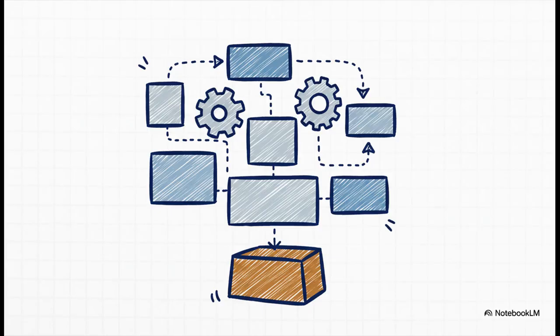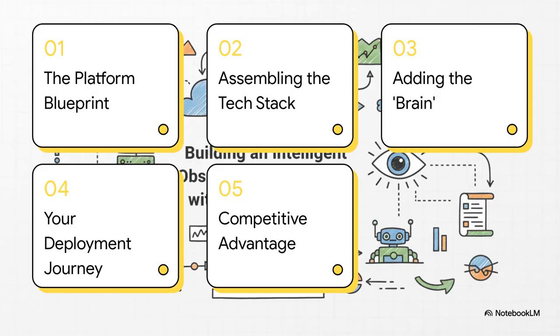So our goal today is to lay out the complete blueprint for an enterprise-grade observability platform. And the absolute cornerstone of this whole thing, the foundation it's all built on, is a technology called OpenTelemetry. All right, so here's our roadmap for this explainer. We'll start with that high-level blueprint, then we're going to drill down into the specific technologies you'll need. After that, we'll add the intelligence layer, the brain, map out a really practical deployment journey, and finally, see what this all means for your competitive edge.